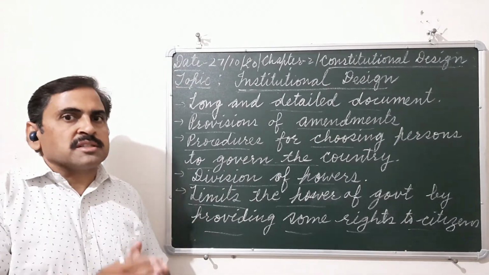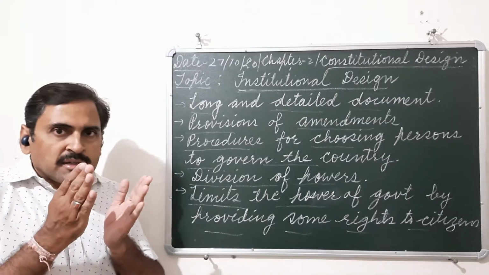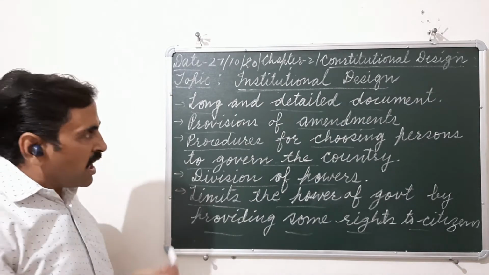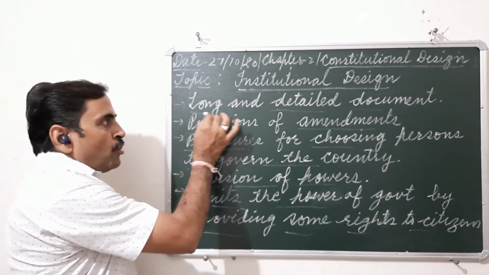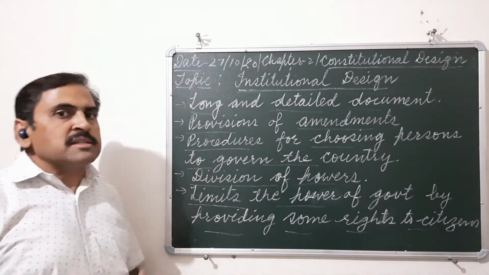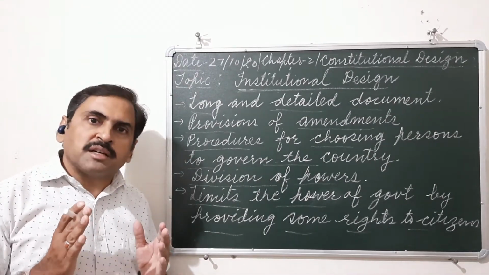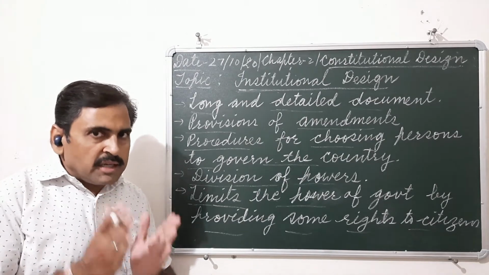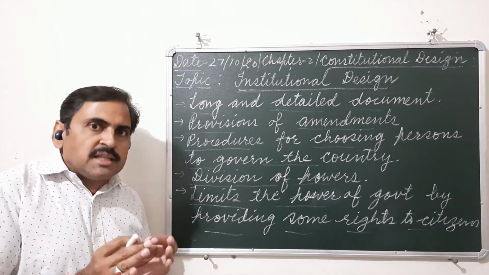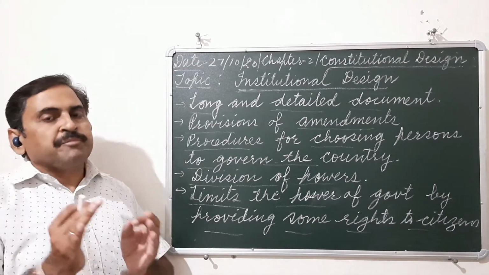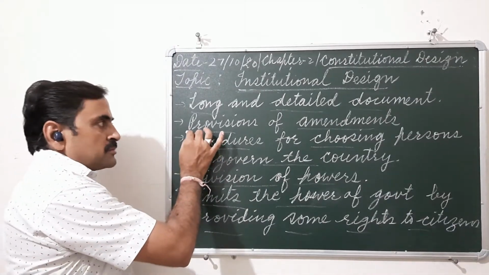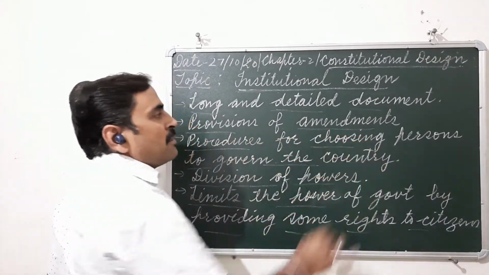So the Constitution gives a clear-cut definition of the institutional design. Our Constitution is a long and detailed document. It is the lengthiest written constitution of the world, and it clearly tells about each and every procedure in detail. It talks about the provisions of amendments.